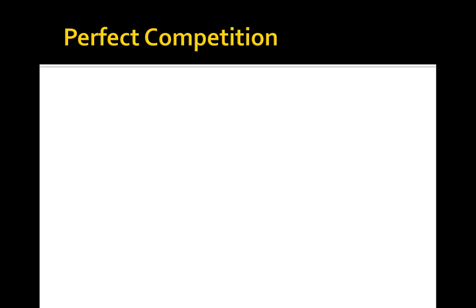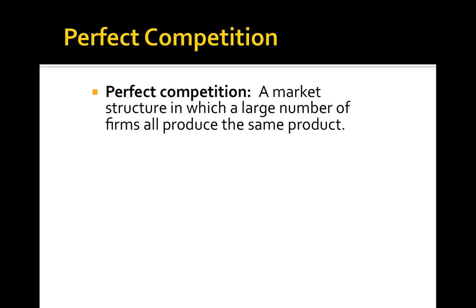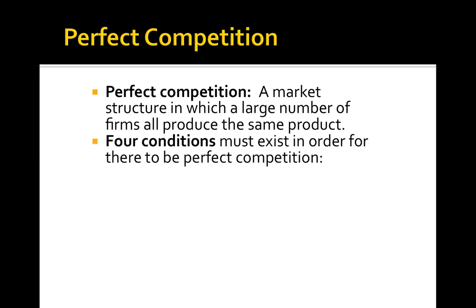First, perfect competition. Perfect competition is defined as a market structure in which a large number of firms all produce the same product. Four conditions must exist in order for there to be perfect competition.